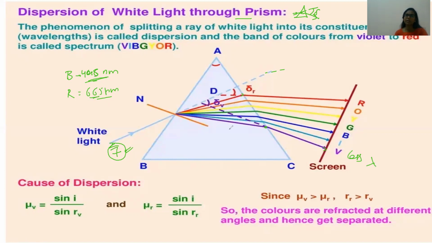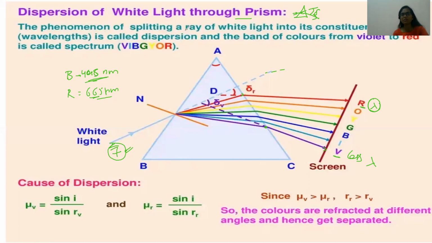Okay, so which will deviate more here? Violet will deviate more and red will deviate less, based on this wavelength. The wavelength of violet is less and the wavelength of red color is more, and that is why its deviation is less.